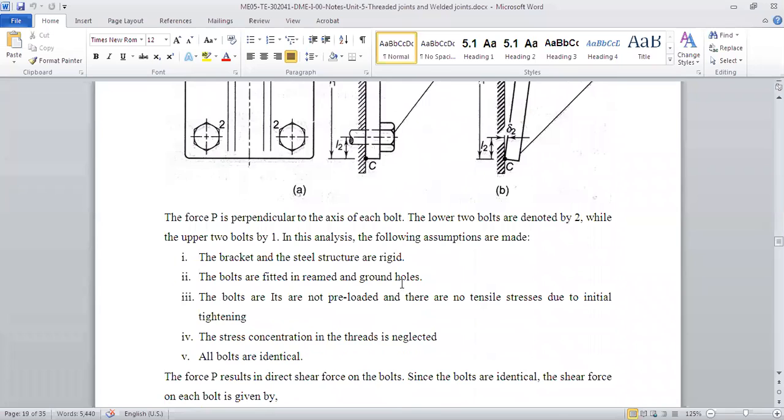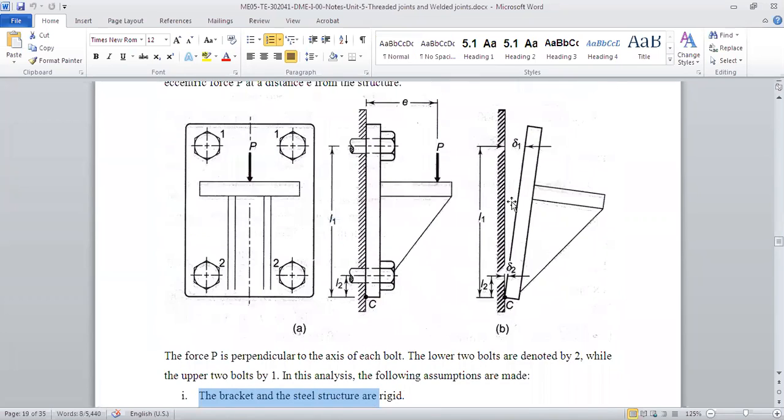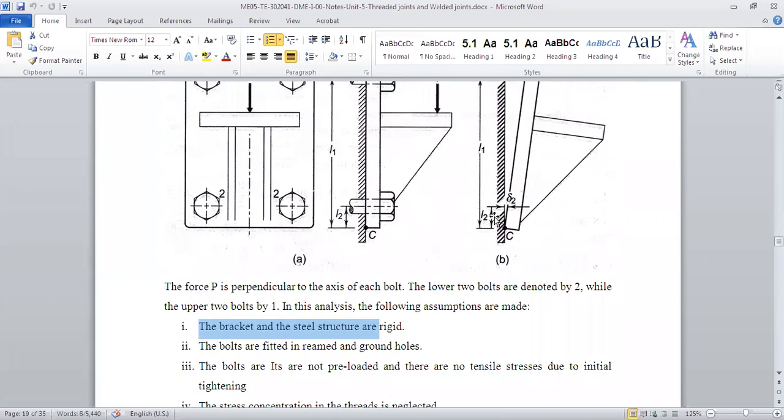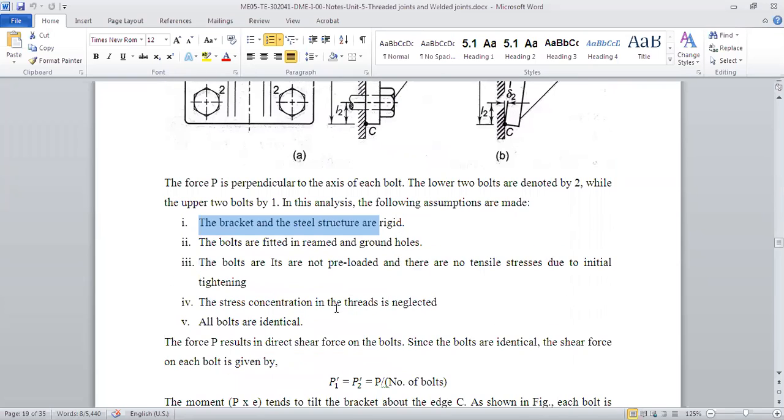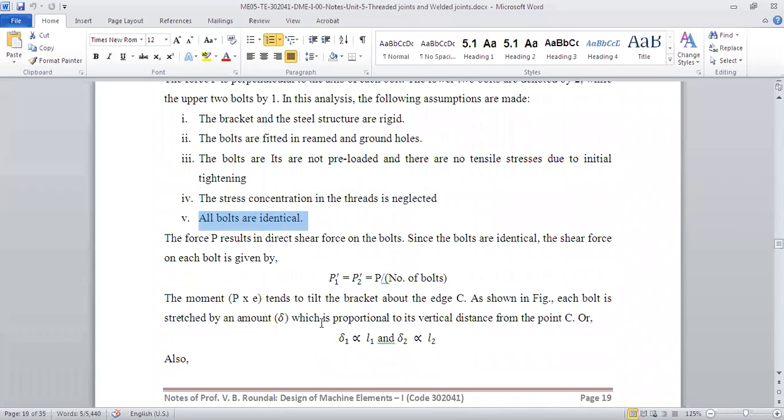Okay, we'll see now how to approach it. But before that, we are making a few assumptions. As I said, first is that they are rigid. This assumption is important because the change in length delta will then be proportional to its distance from C. Both are fitted into ground holes, and the holes are finished well. Bolts are not preloaded; there is no preloaded stress in those. We are not assuming any stress concentration in the thread. And all bolts are identical, just to make our calculations easy.